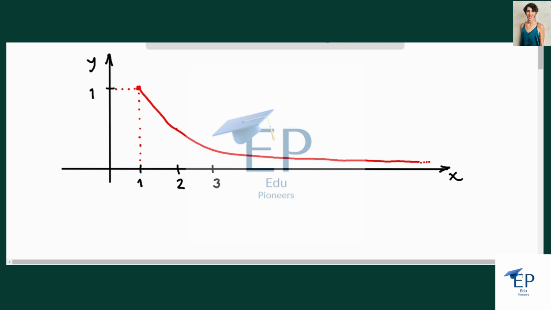That means that the limit when x grows without any bound, that is, when x goes to plus infinity, is 0, but coming from positive values. That is, the function is always positive.